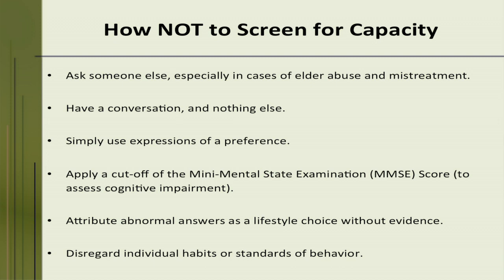And then we don't want to attribute abnormal scores as a life cycle choice without evidence. And we don't want to disregard individual habits or standards of behavior.